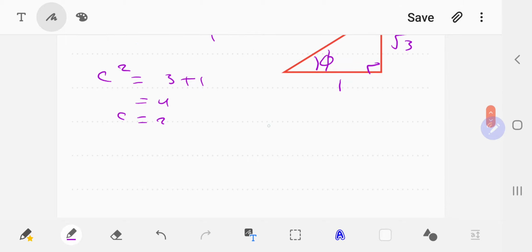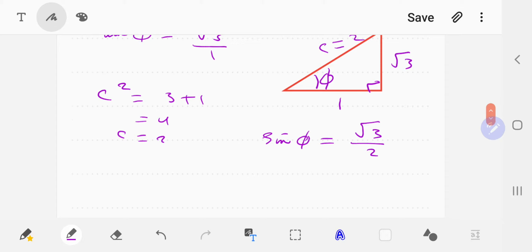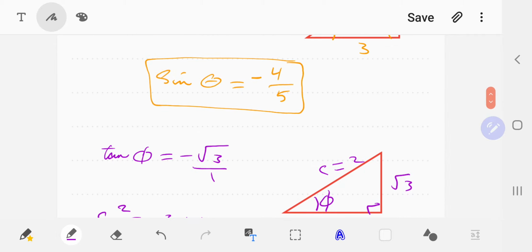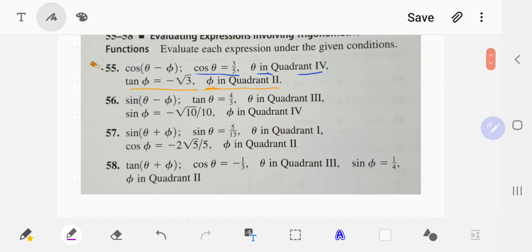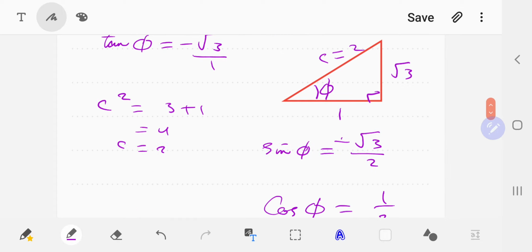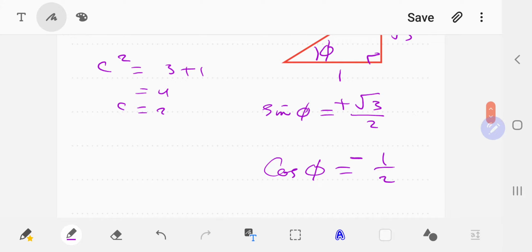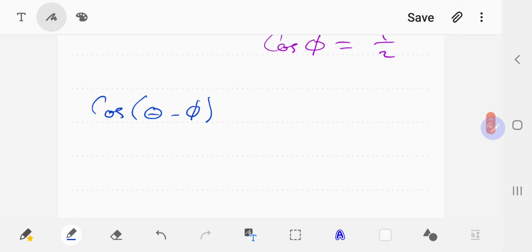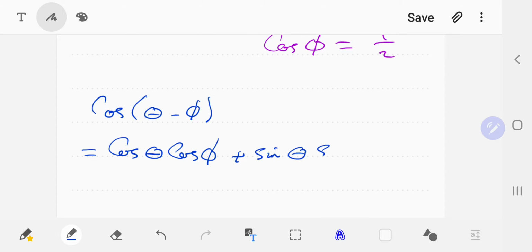Okay, so this means sine phi is equal to radical 3 over 2. Cosine phi is equal to 1 over 2, and which quadrant did he say phi is in? Phi is in the second quadrant, so sine is positive, cosine is negative. Now we can apply the formula. We have everything that we need. Cosine of theta minus phi. Again, the formula was cosine the first, cosine the second, opposite sign, sine the first, sine the second.